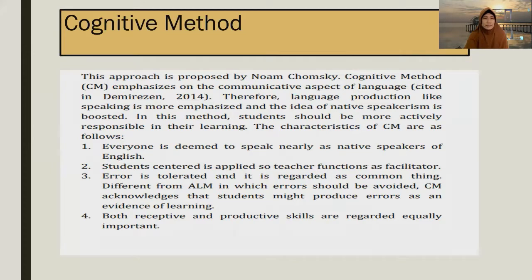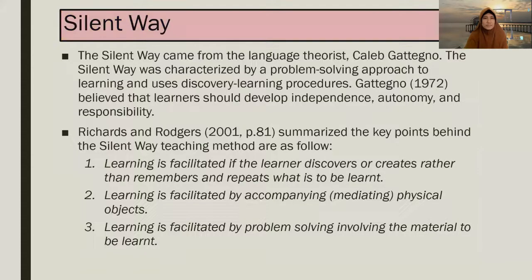Now we go to cognitive method. This approach is proposed by Noam Chomsky. Cognitive method, or CM, emphasizes the communicative aspect of language. Therefore, language production, like speaking, is more emphasized, and the idea of native speakerism is boosted. In this method, students should be more actively responsible in their learning. The characteristics of CM are as follows. The first is everyone is deemed to speak nearly as native speakers of English. The second one, student-centered learning is applied, so the teacher functions as facilitator. The third one, error is tolerated and regarded as a common thing. Different from ALM, in which error should be avoided, CM acknowledges that students might produce errors as evidence of learning. And the fourth, both receptive and productive skills are regarded as equally important.